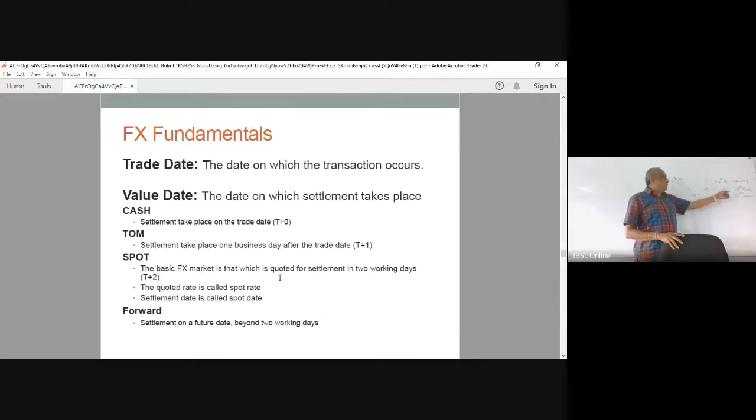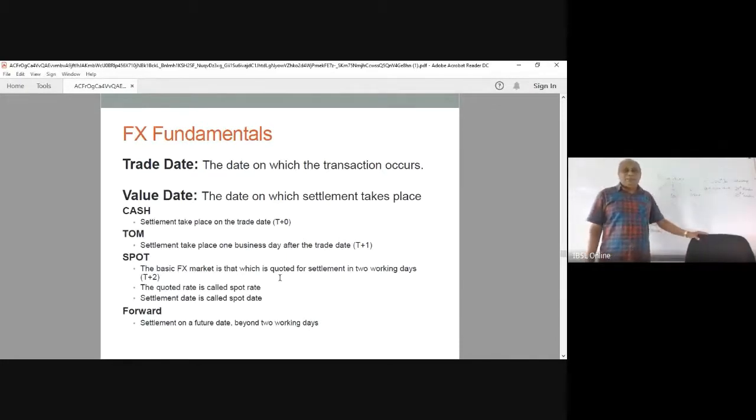It was saying 29, 30th. 30th is the correct date. Value date. Right? So 2 working days. Spot, not Sri Lankan working days.